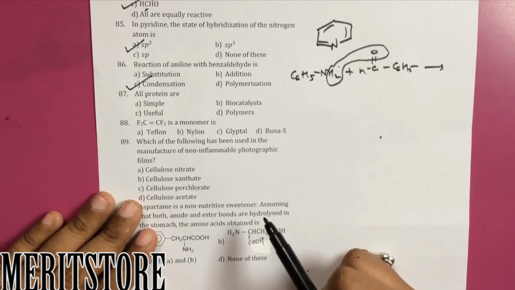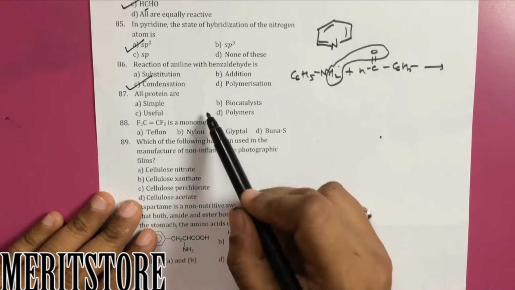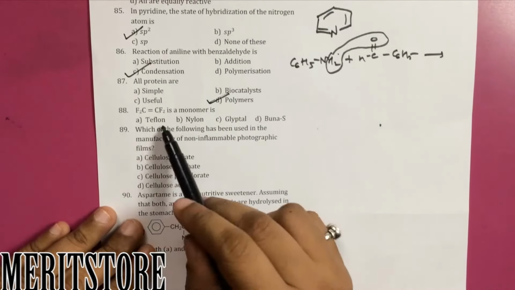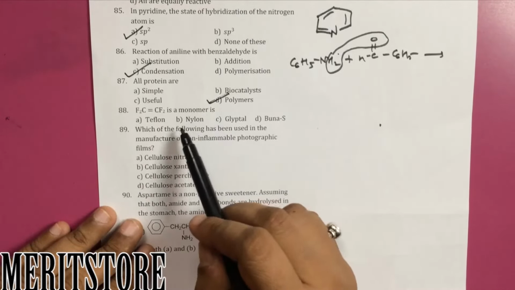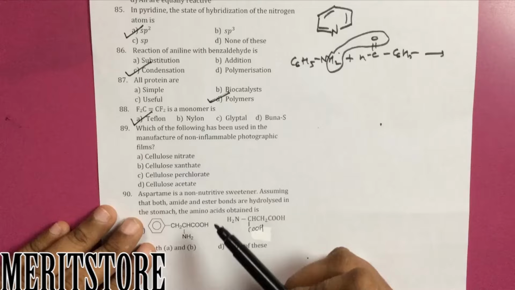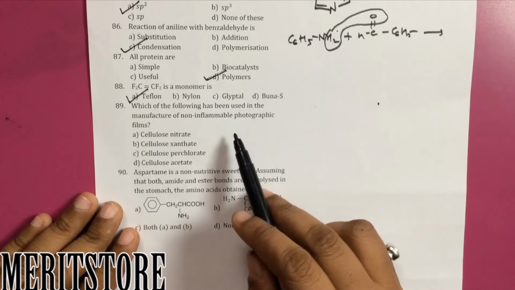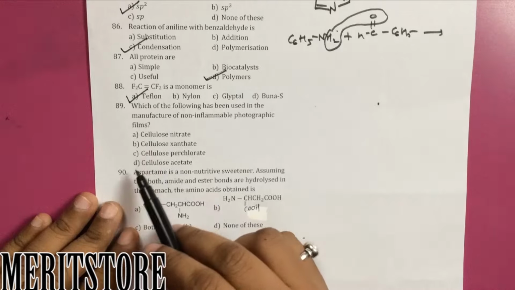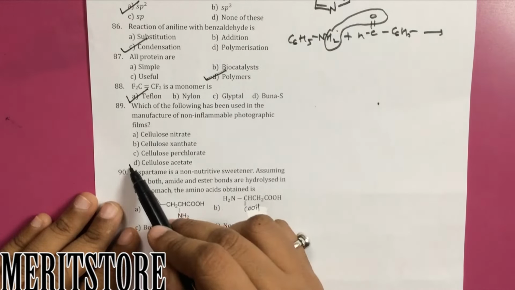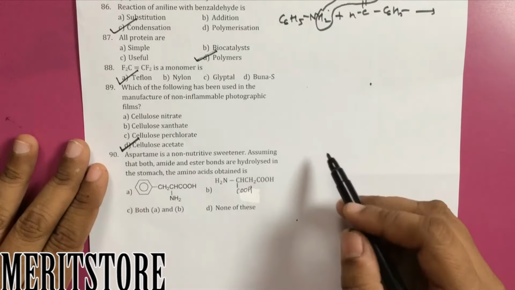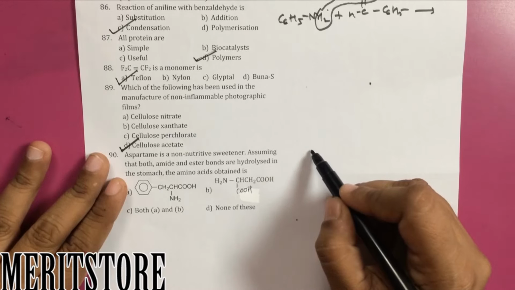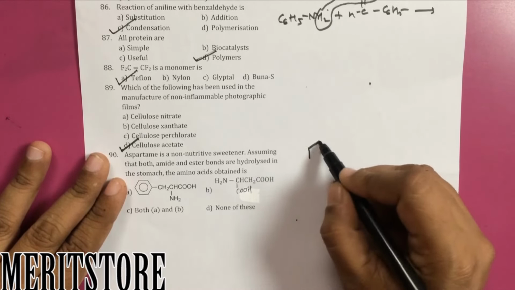Question number 87. All proteins are simple? Biocatalysts? Useful? Polymers? They are polymers. This is a monomer of Teflon. Which of the following has been used in the manufacture of non-inflammable photographic films? It's cellulose acetate.